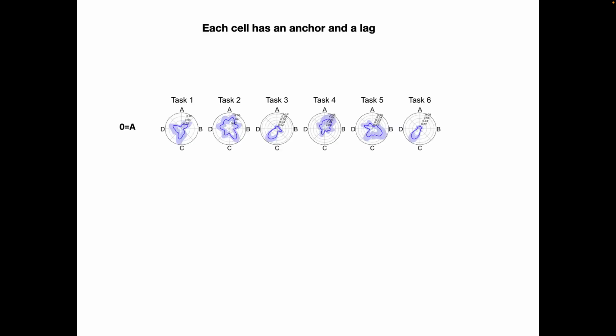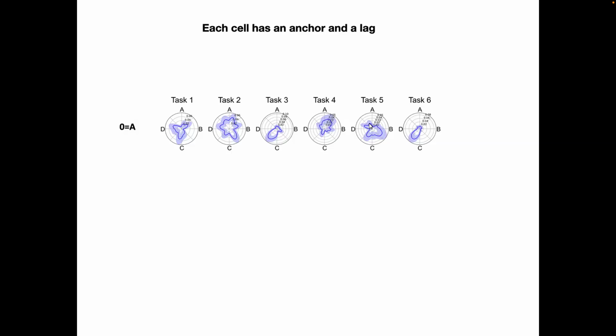Okay, so how am I going to test this? Well, every cell has an anchor and a lag. I'm now just going to show you another one of these cells. Again, it's got a goal progress, so it's most active about halfway between things. Here it's halfway between A and B, here between B and C, here between C and D. But this is when I orient it according to when it went through A, right? So this is organized by the abstract task. But instead of that, I could say, well, let's imagine it has an anchor and organize it by when it goes through that anchor, right?